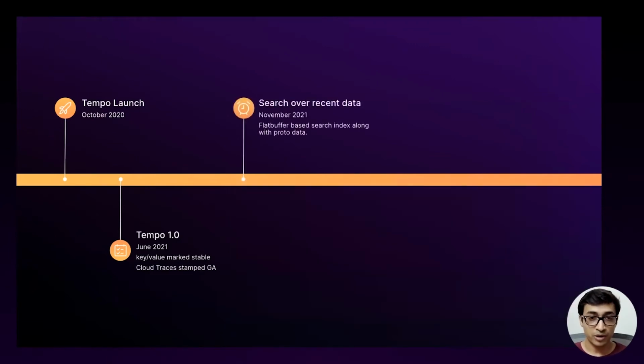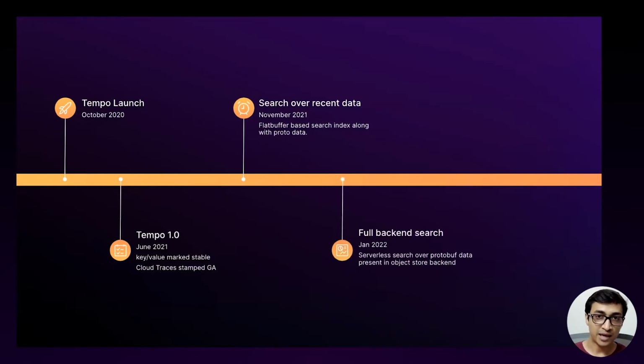In November 2021, we launched search over recent data that we store on ingesters. And to do this, we used a complementary flat buffer-based search index along with the proto data on the side. Soon after, in January 2022, we launched full backend search using serverless technologies. And this would launch cloud functions to search over protobuf data present on the object store backend.